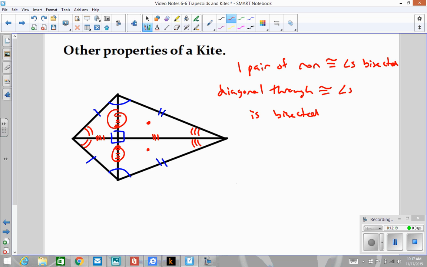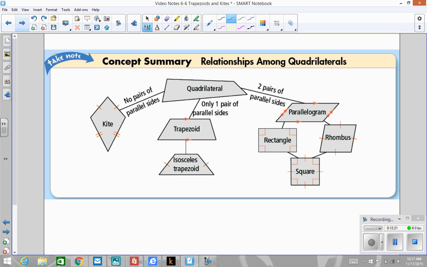All right. And so, just to give you here, you can copy down the relationship of all the quadrilaterals. It shows you all the different ones and how they all go together. It's good to know the relationships and know how they go together. And that wraps up the end of our lesson.